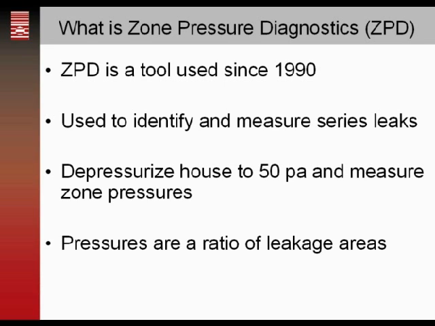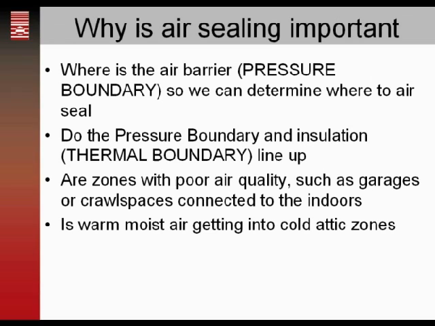You'll always be depressurizing the house to 50 pascals and then measuring the pressure to the zone, and to use zone pressure diagnostics, the pressures are a ratio of leakage areas, and we'll go into that in some detail because this is a critical thing to understand about interpreting these zone pressure numbers.